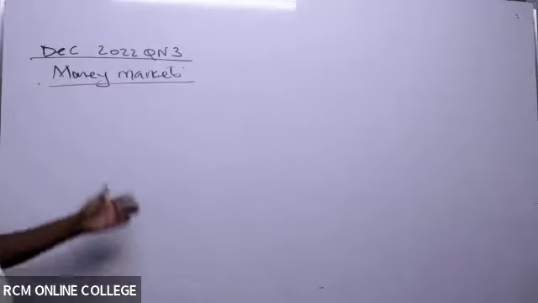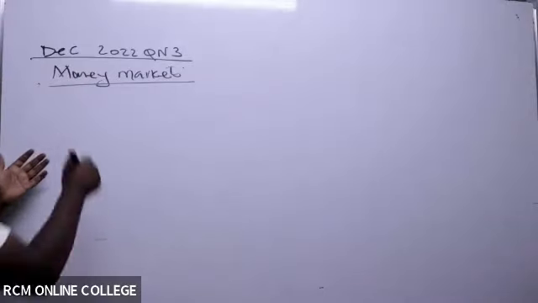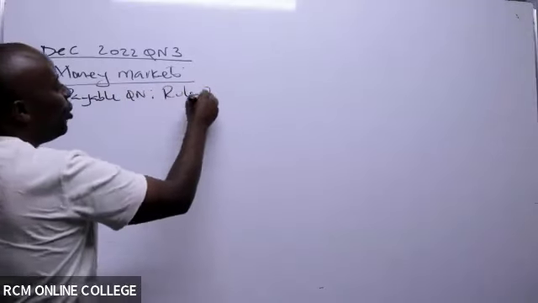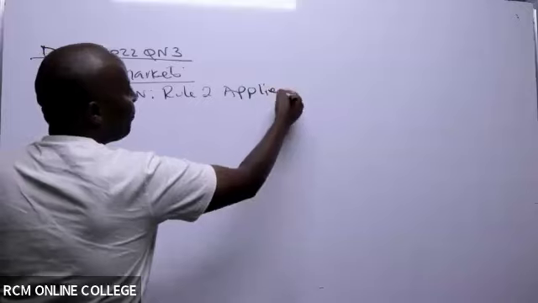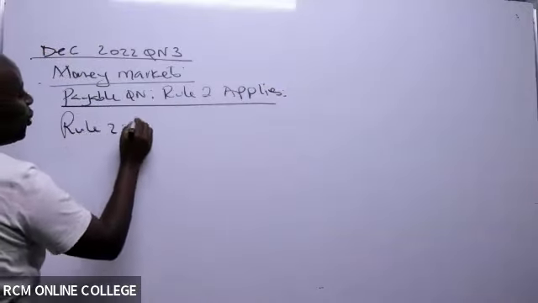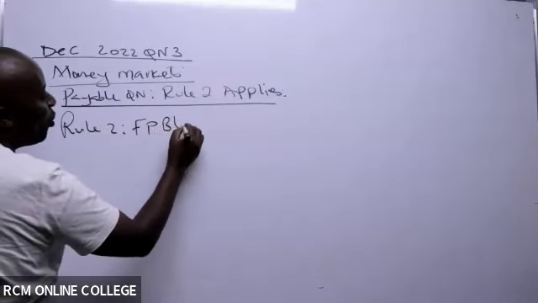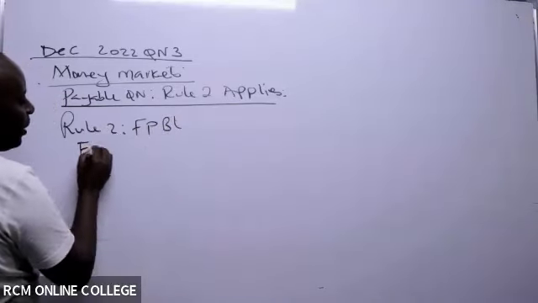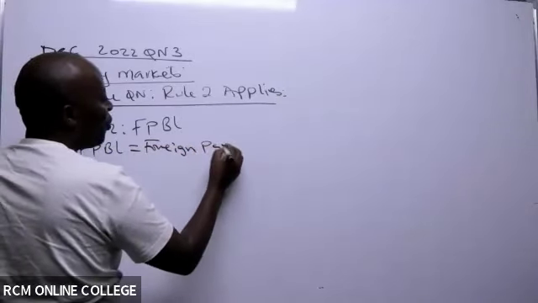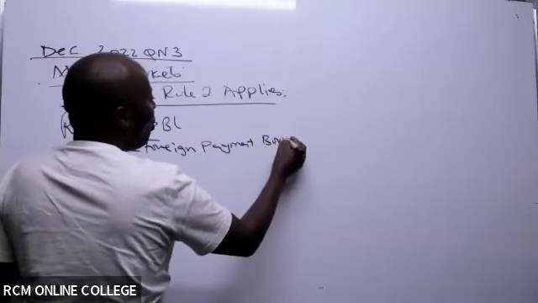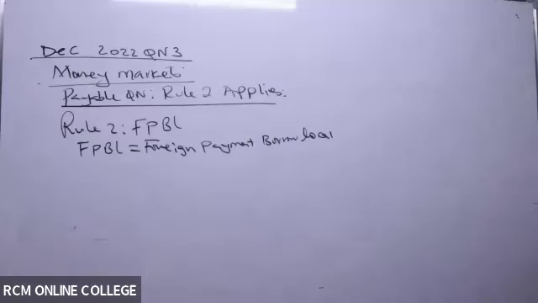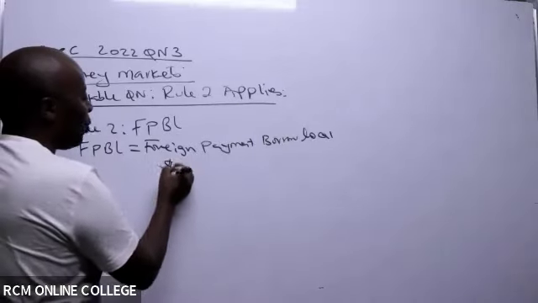Rina, this is not a receipt. This is a payable question. And if it's a payable question, rule 2 applies. And we know that rule 2 is foreign payment, borrow local, FPBL. This is a foreign payment question, so borrow local. Remember, we have got two currencies. From the exchange rates given, we have dollars to the pound.